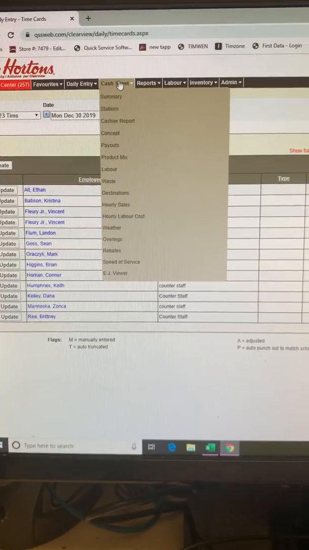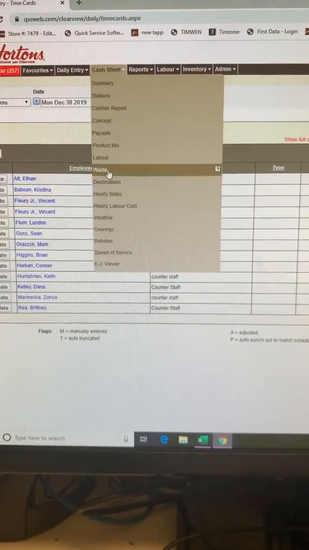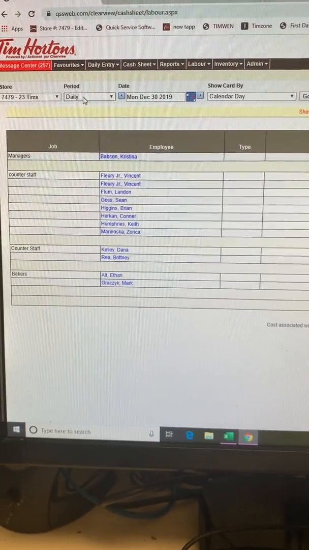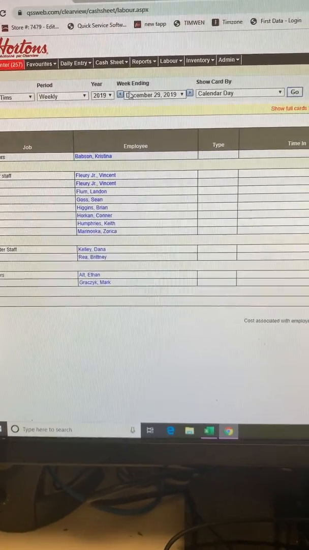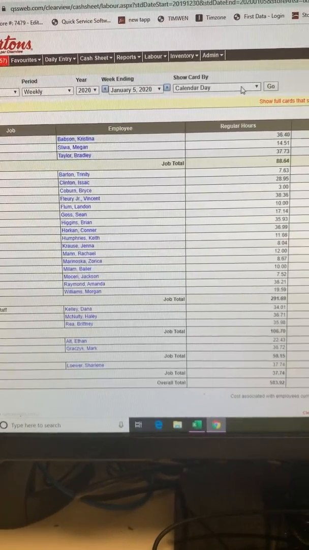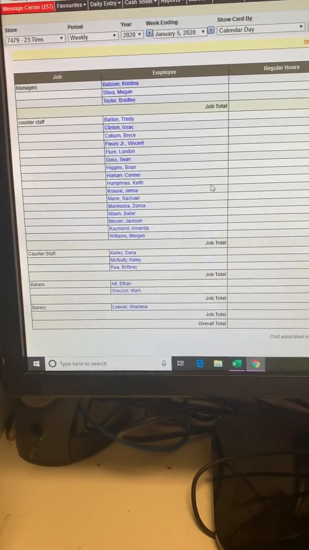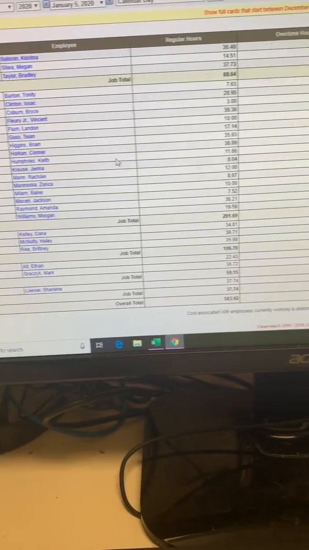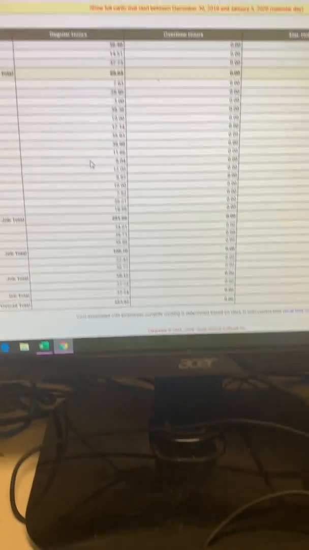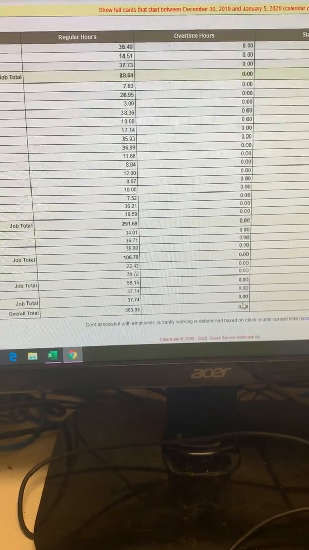Okay, to find your labor, you're going to go up to cash sheet. You're going to go to labor. You're going to change this to weekly. Again, we're going to our week ending January 5th because I'm doing this for the last week. And this is for Chesterfield, so yours is going to look a little bit different. Okay, as you can see, I have 0 overtime hours.